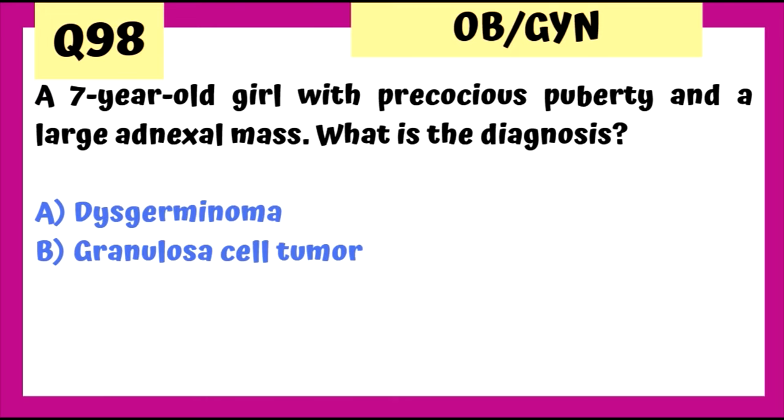A 7-year-old girl with precocious puberty and a large adnexal mass. That's what she has. What is the diagnosis? So here we have a granulosa cell tumor. Because of the increased estrogen, she's maturing early in terms of sexuality.